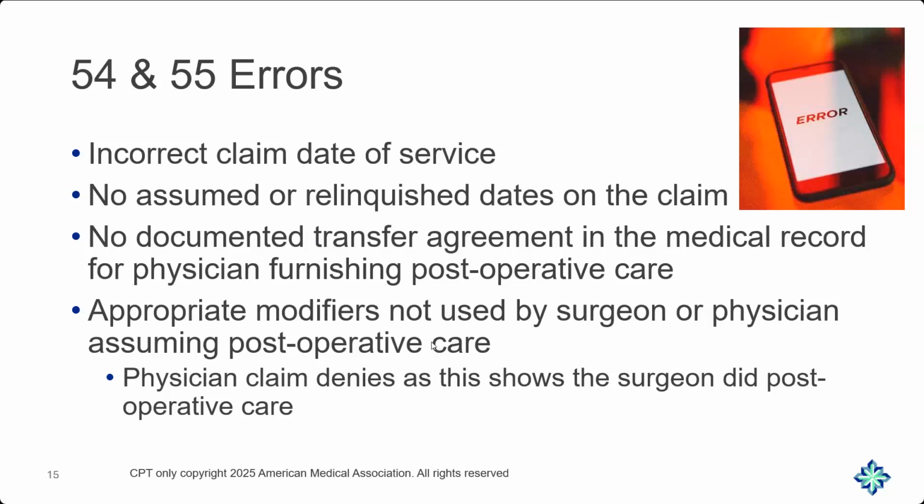Appropriate modifiers not used by the surgeon or the physician assuming postoperative care. Without those modifiers, we can't appropriately break that up. And what that's going to do is could cause a couple of different issues. One, it can cause a claim to deny as duplicate. We've already got that surgery in for that date. Yes, it was paid to someone else, which is the surgeon, and then we expected the surgeon to do that care, but because they didn't put the 55 on there, we don't know what they did for that portion, so we don't know which place to break it up at. So those are some really common errors that we're seeing. All right, that's 54 and 55.